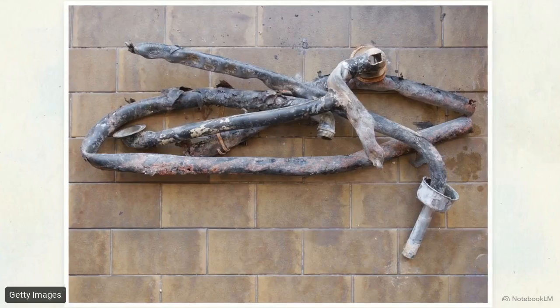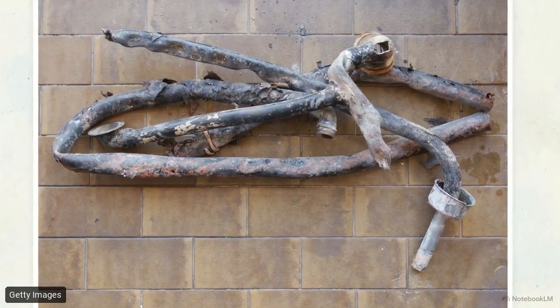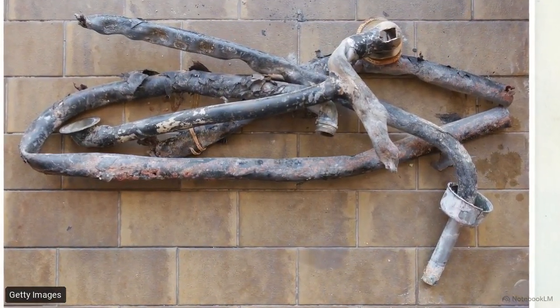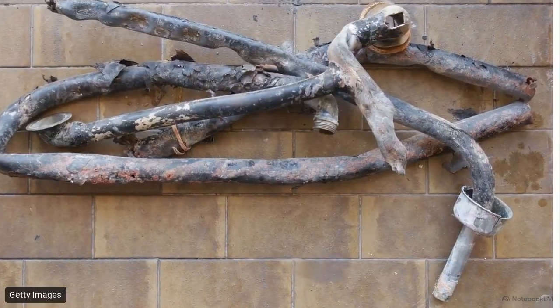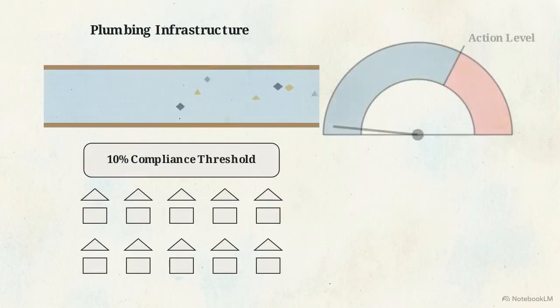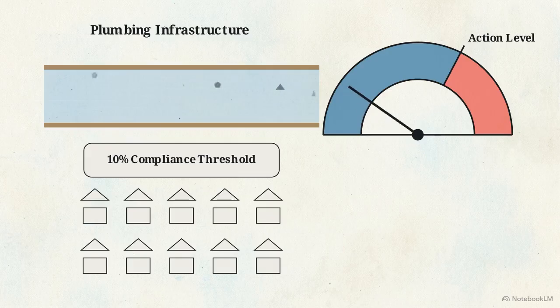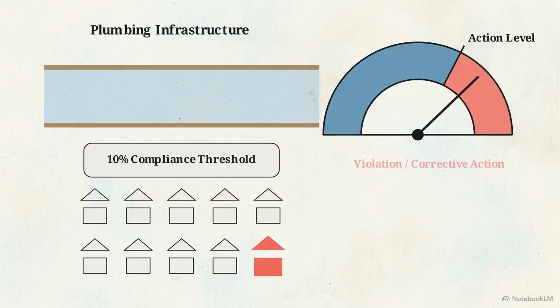Lead and copper typically enter the water after it leaves the plant, these metals leaching into the liquid through the corrosion of pipes inside older homes. Because utilities cannot control private plumbing, these metals use an action level instead of an MCL. If more than 10% of sampled homes exceed that level, the utility must take corrective action.